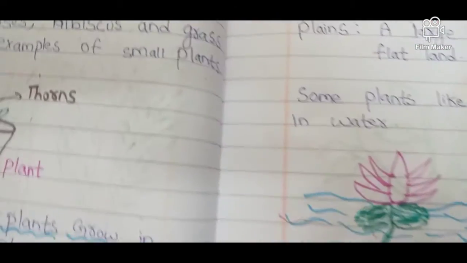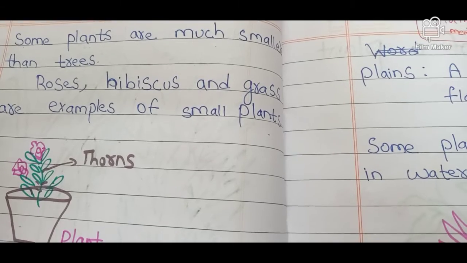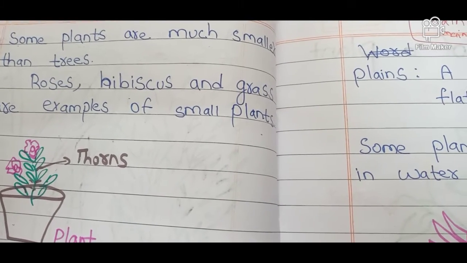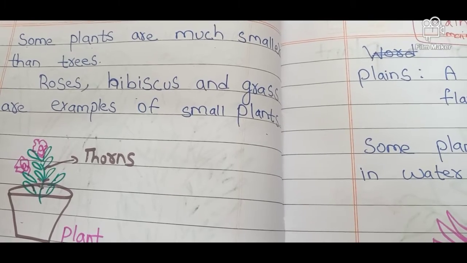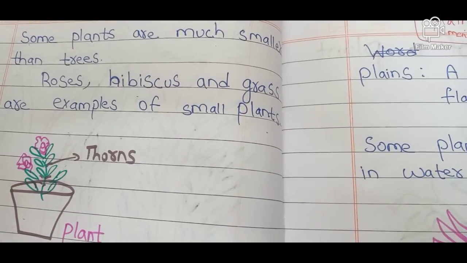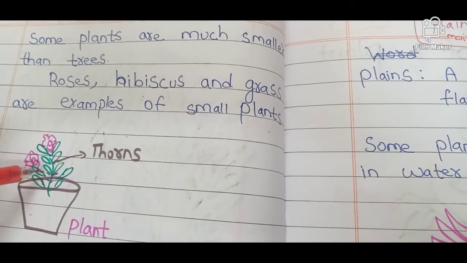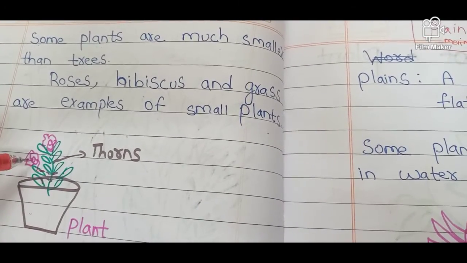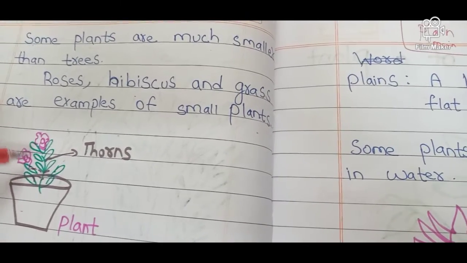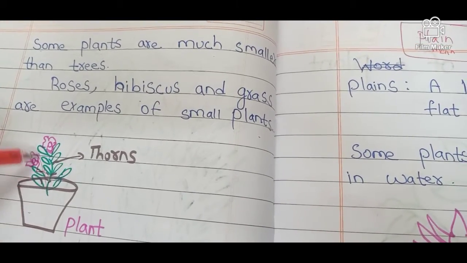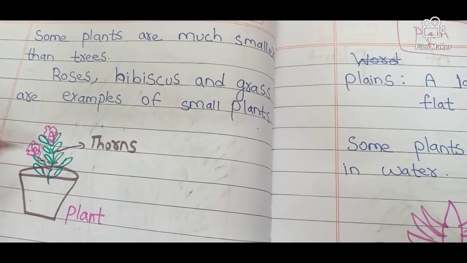Okay. Next, what are plants? Some plants are much smaller than trees. Roses, hibiscus and grass are examples of small plants. Okay children, can you see this one here? This is a flower pot. Suppose these are the roses which I have drawn roughly. So a rose plant is small. It's a small plant. That's why we are calling it a plant. Okay.